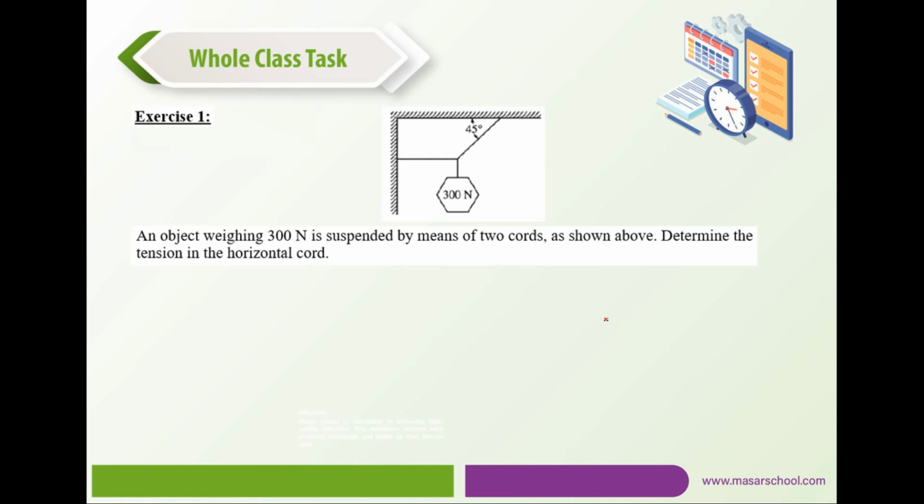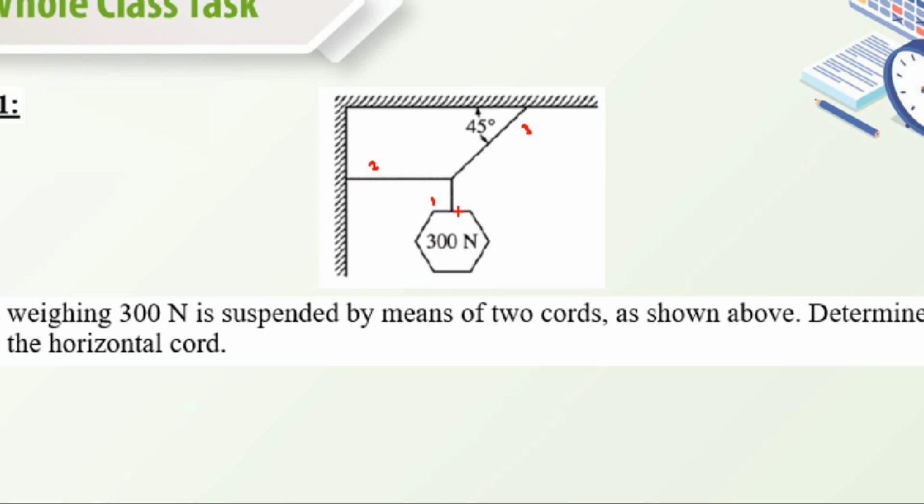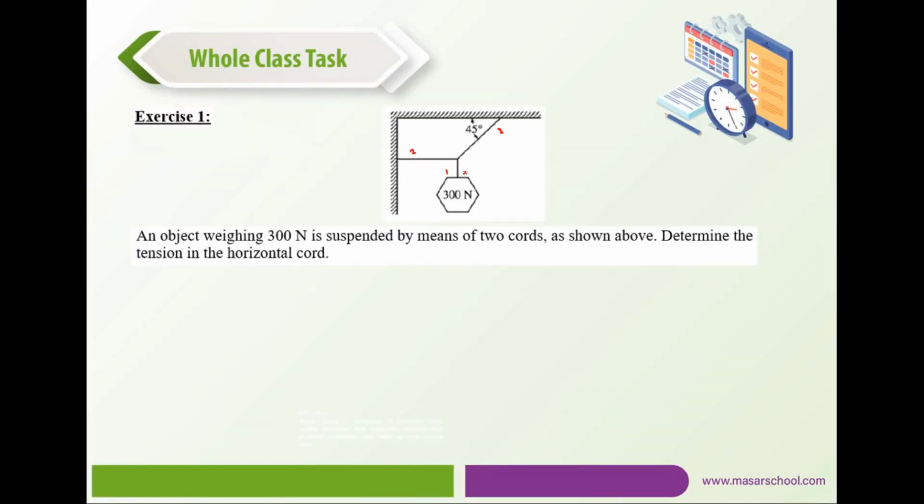An object weighing 300 newtons is suspended by means of two cords as shown above. Determine the tension in the horizontal cord. So here, how many cords do we have? Let me name them: this is cord 1, this is cord 2, and this is cord 3. The cords here, we're supposing, have the same tension along all points. So let me explain more. We need to determine the tension in the horizontal cord, cord 2.